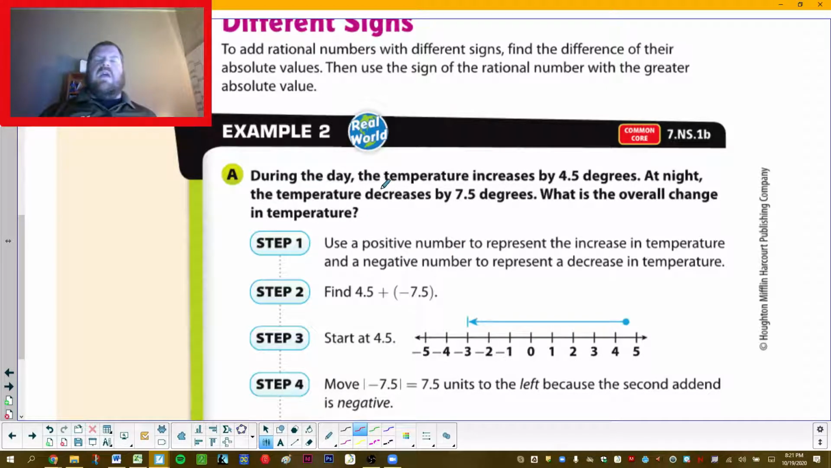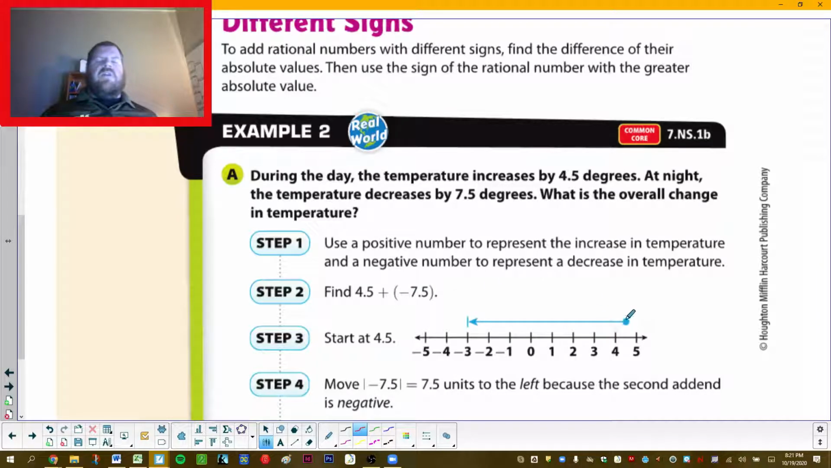It says during the day, the temperature increased by 4.5 degrees, and at night the temperature decreased by 7.5 degrees, and we want to find the overall change. We don't know what it started at. We just know that originally it increased 4.5 and then it decreased 7.5. So 4.5 is positive, 7.5 is negative.